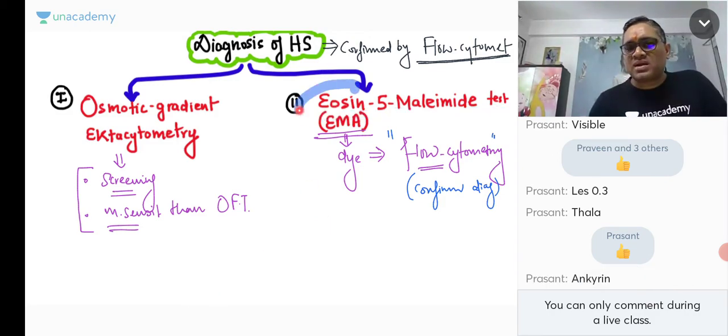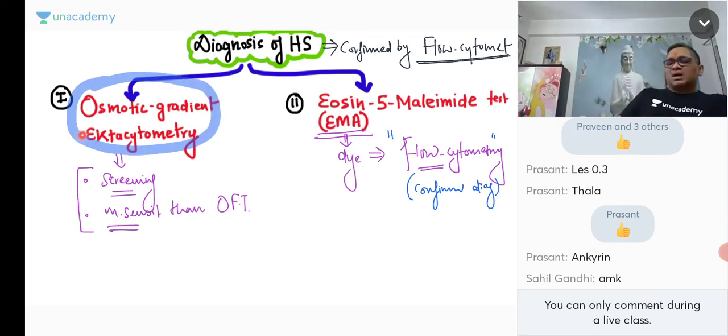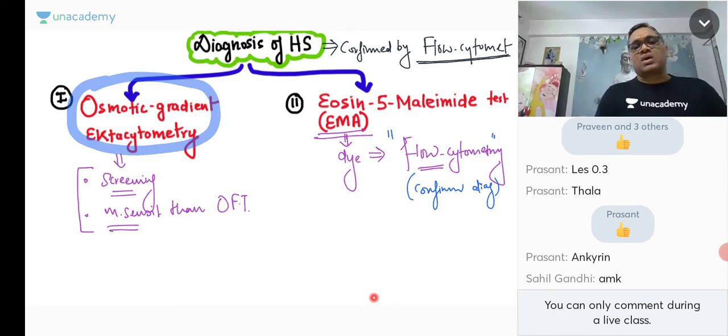So this is an easy question. You just need to remember that these are the tests. The eosin 5-maleimide test is positive. The patient will be positive for which of the following mutations? The answer will be ankyrin, right? That is how the question is asked in the AIIMS exam, or it will be asked in the NEET exam. So this is done. Now coming to the next anemia.